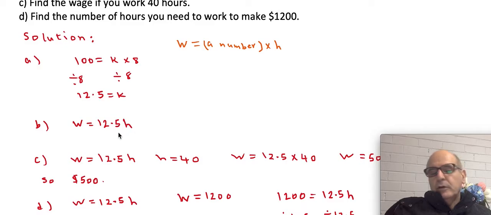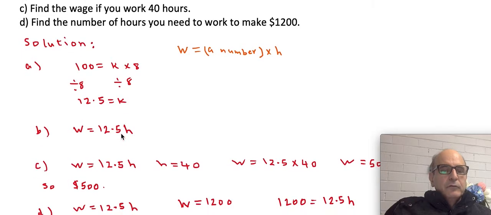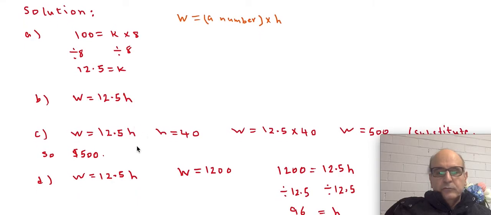We don't need to put times. And when you're writing it in this form, it automatically means times. C, find the wage if you work 40 hours. Now we are going to use this to find how much is the wage if the number of hours you work is 40. So H equal to 40. So what you're going to do, you're going to replace H with 40 here and put back that times. So 12.5 times H, which is 40. And 12.5 times 40 is 500.